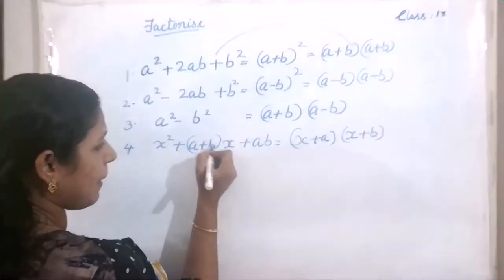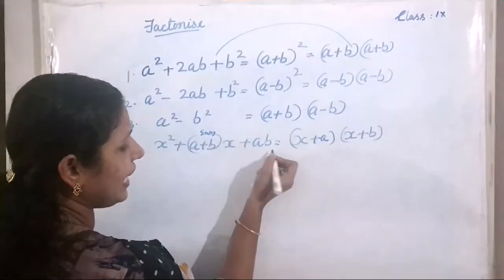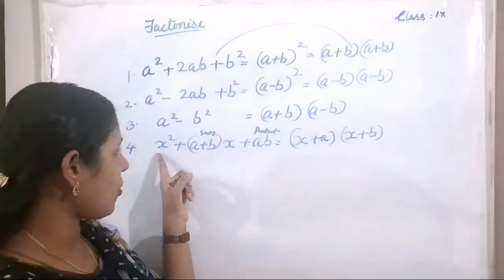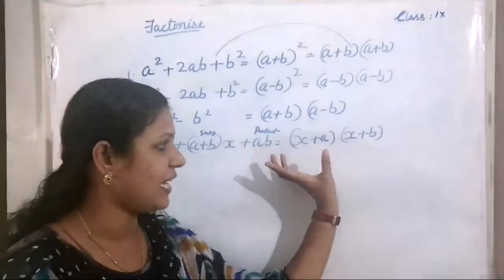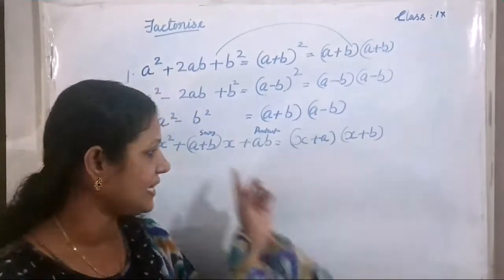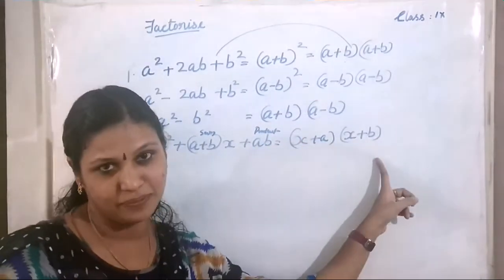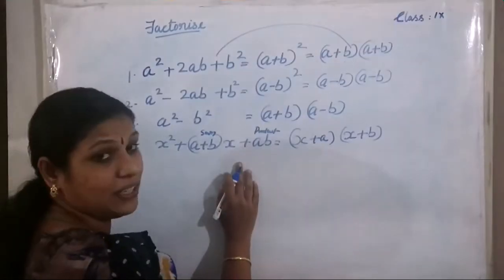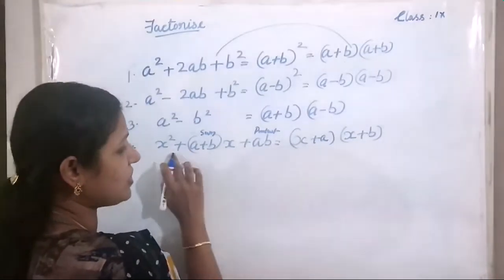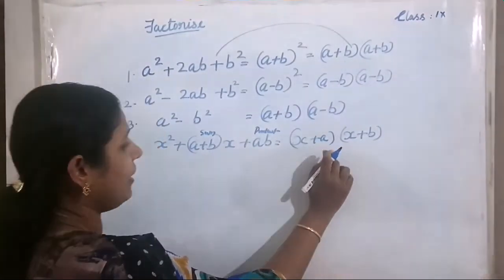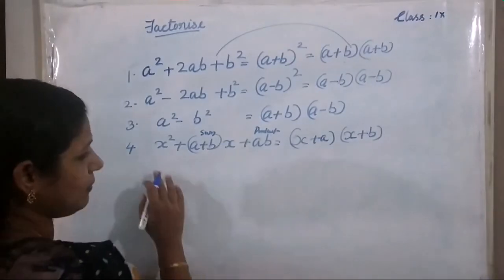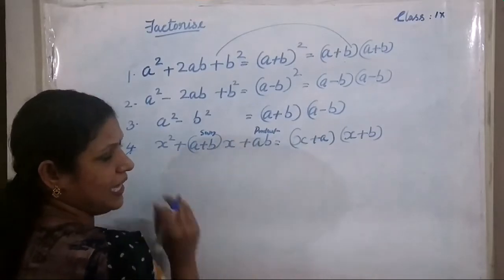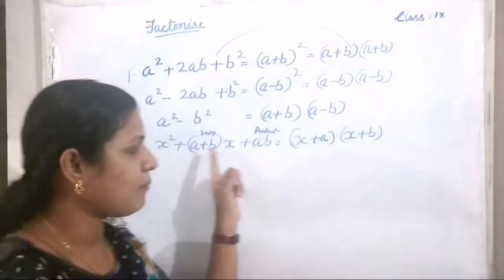Here a plus b means sum and ab means product. That is, x square plus sum into x plus product has factors (x plus a)(x plus b). Now we can use this to solve some factorization problems. We can do factorization on the basis of these identities, using x square plus (a plus b)x plus ab. So let's go through an example of this one.